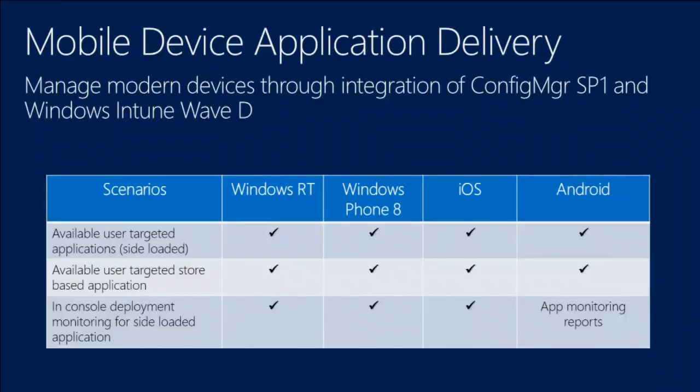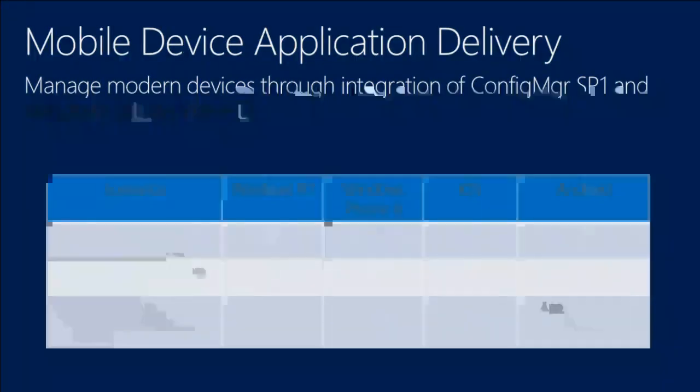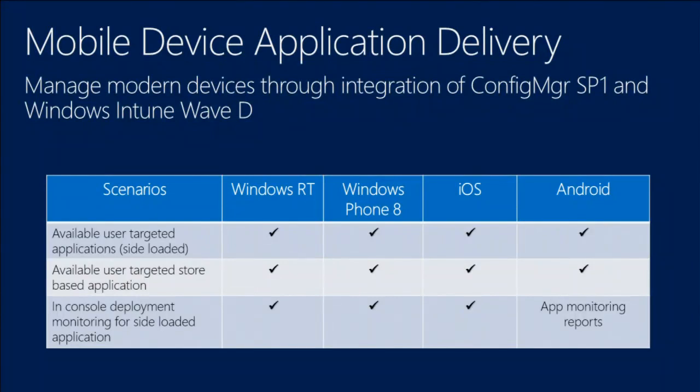The first scenario is if the application is in the self-service portal, which is user targeted. So Mark, maybe he's in the finance group, gets a set of applications useful for him through the self-service portal. That's the primary scenario. These could be line of business applications which are side-loaded.